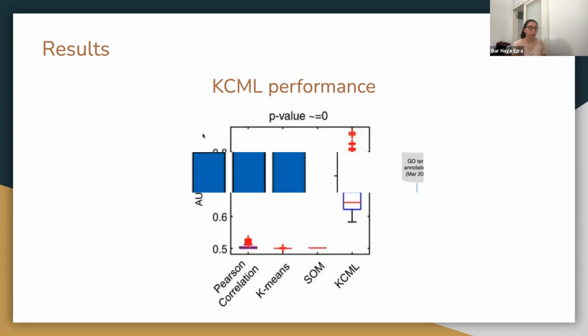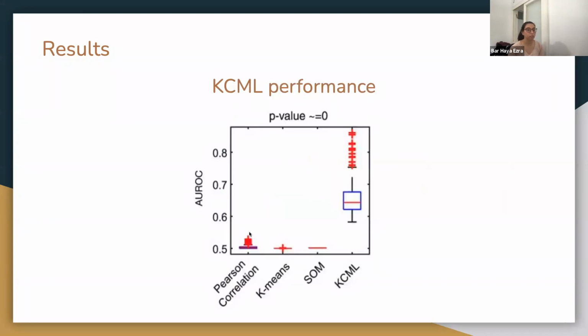All right. So a few things that we can see about the KCML algorithm. The first is that it outperforms existing methods for classification, such as k-means and self-organized maps. As we can show, the other methods randomly classify the functions, while KCML identifies functionality-relevant phenotypes, as existing methods don't provide a clear interpretation of the quantitative phenotypes.